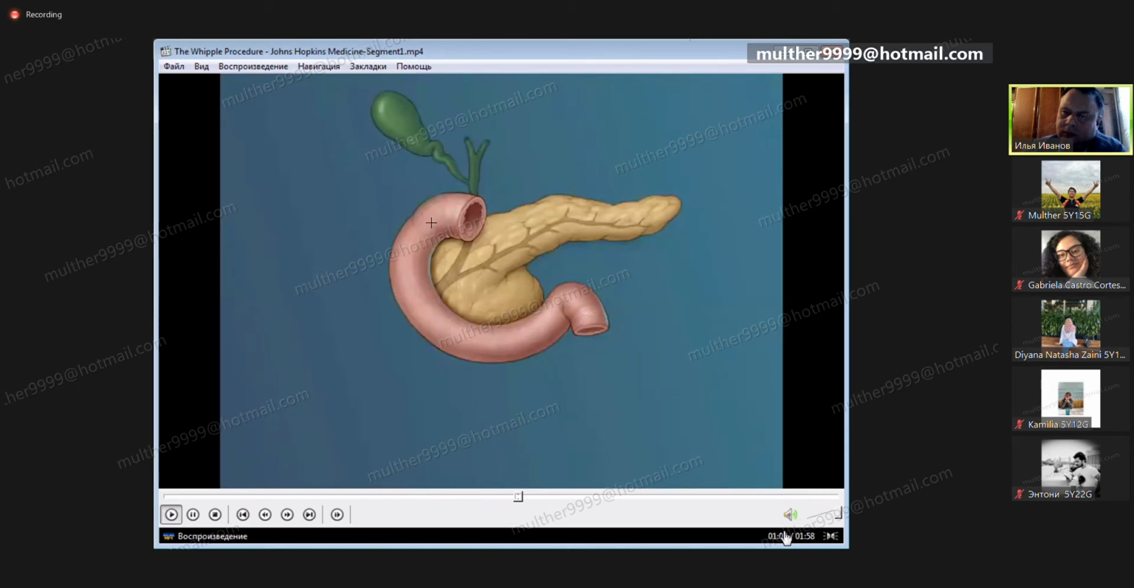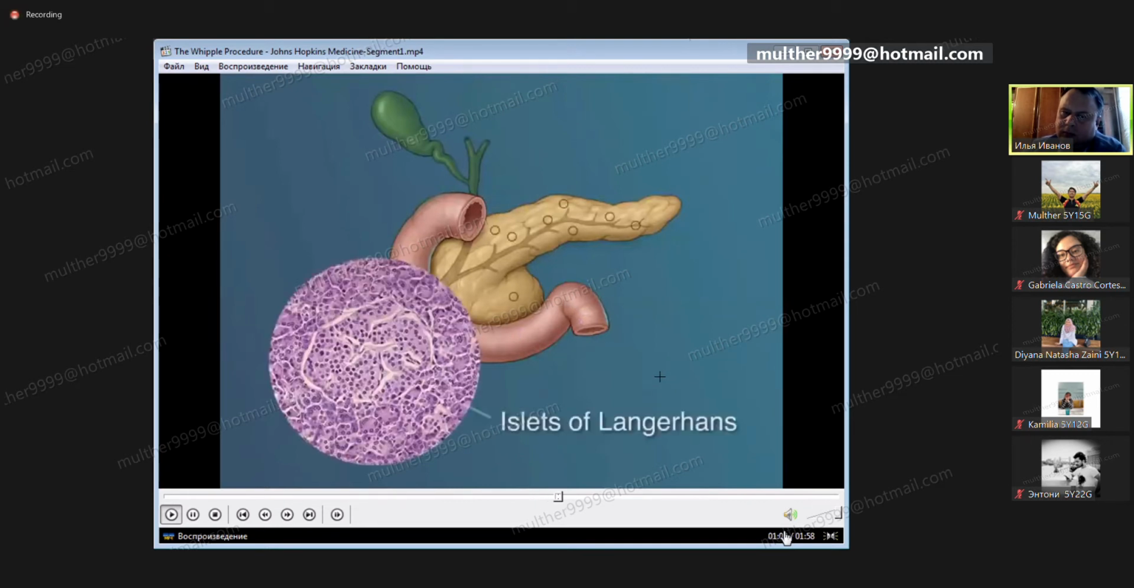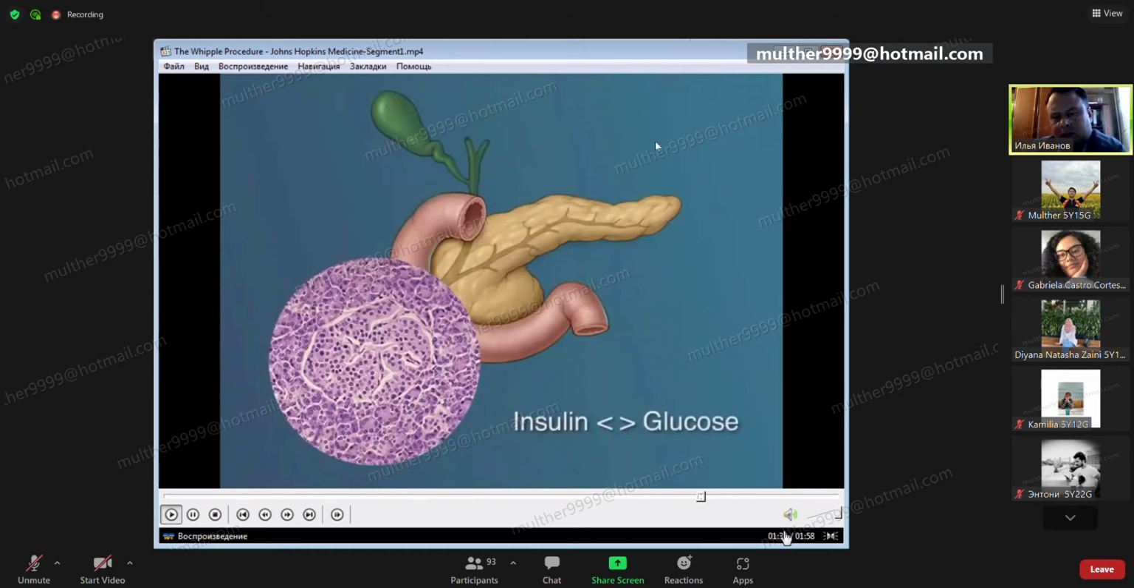There are also small microscopic groups of cells dispersed throughout the pancreas called the islets of Langerhans. These small groups of cells produce a variety of hormones, including insulin, that are released directly into the blood and help regulate a variety of different functions, the most important of which is keeping the blood sugar, or glucose, in a normal range. Glucose is the main source of energy for the body.